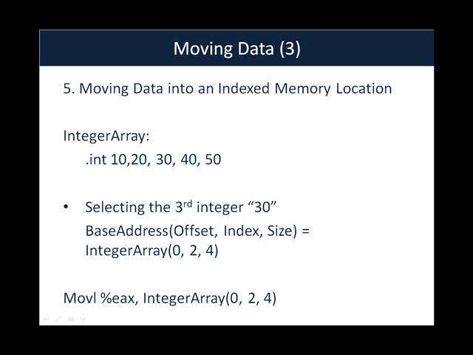So what will the instruction movl EAX, integer array (0, 2, 4) do? It would go ahead and copy the value of EAX into the current memory location where the value 30 is. Now we will look at all of this in demonstrations, so don't worry if you're confused at this point.